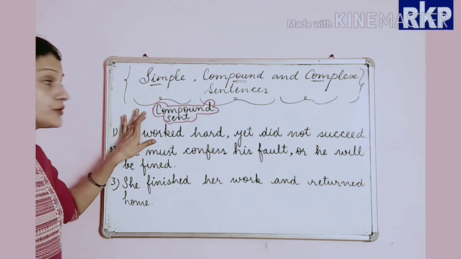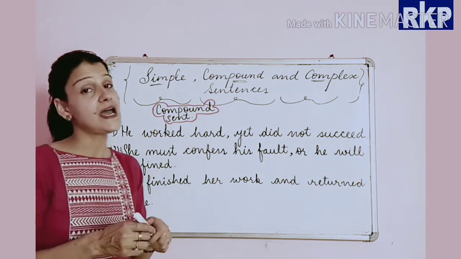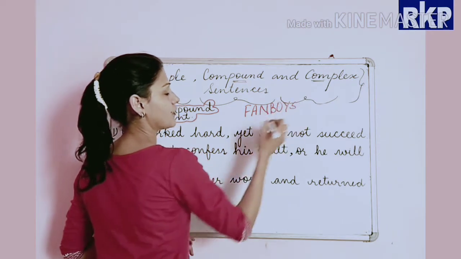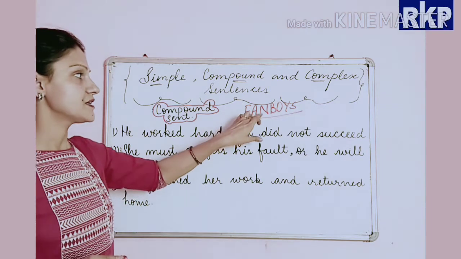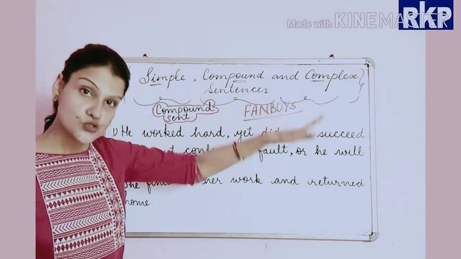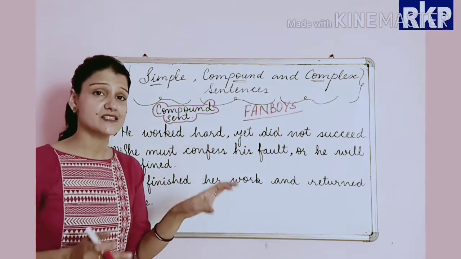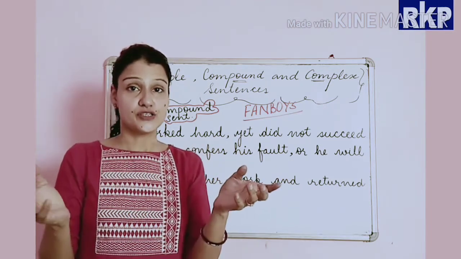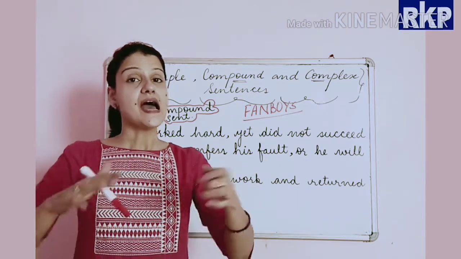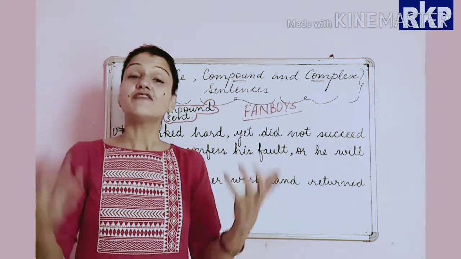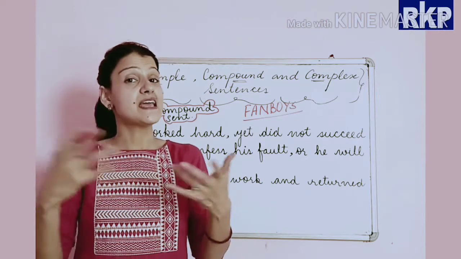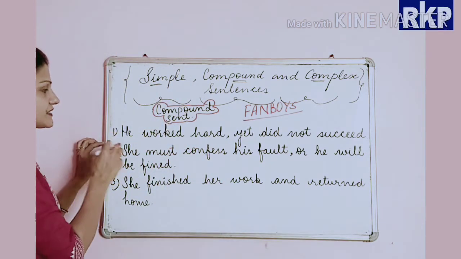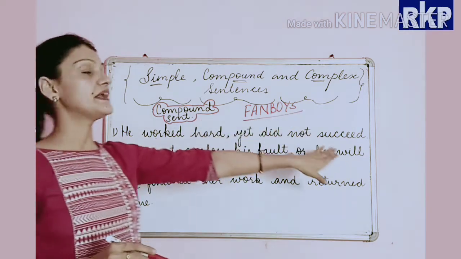I have already told you that in compound sentences there are two main clauses and they are joined by coordinating conjunctions, FANBOYS: for, and, nor, but, or, yet, so. Now beta, in these sentences you will find that both the clauses on both sides of the conjunction are equally important, and they give complete sense even if they are read separately. All right, so our first sentence is, he worked hard yet did not succeed.